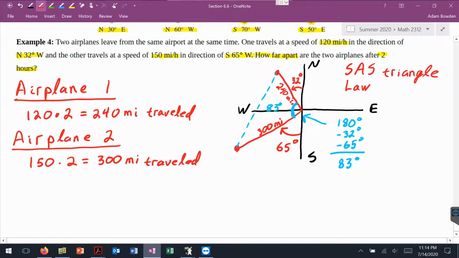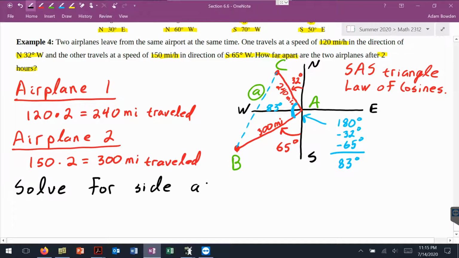So we're going to use the law of cosines. We could call our triangle here triangle A, B, C. What I'll be trying to solve for is side A. That is the side of the distance between the two airplanes after 2 hours. Okay, so we're going to solve for side A, and by the law of cosines, that'll go a squared is equal to b squared plus c squared minus 2bc cosine of A.